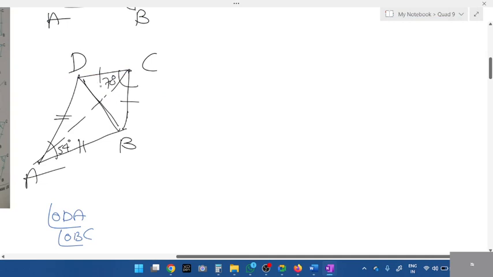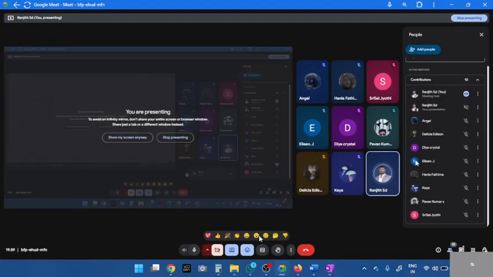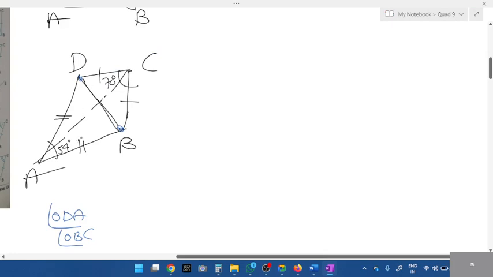Then reply. How many? This quadrilateral is split into how many triangles? Students, I'm not able to hear your voice. How many triangles? Two triangles. Can you see two lines are equal here? Two lines and one line.